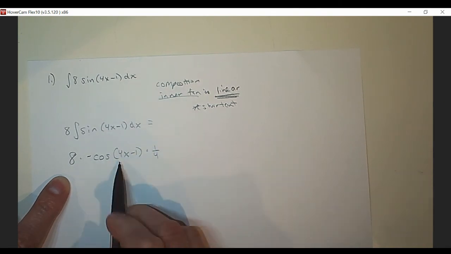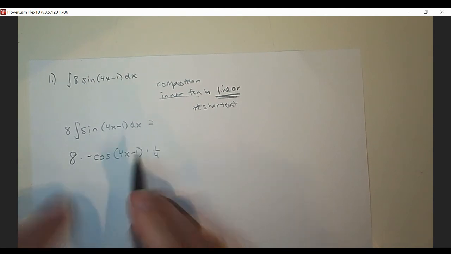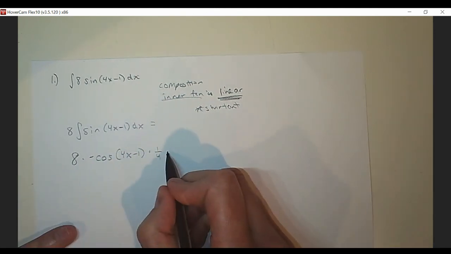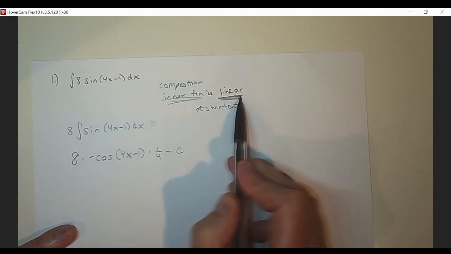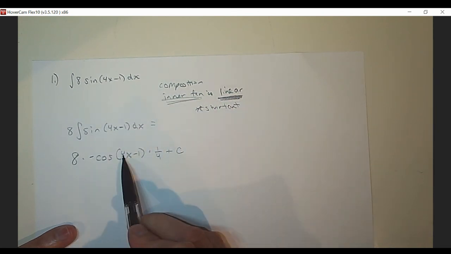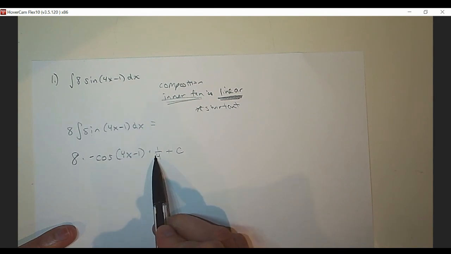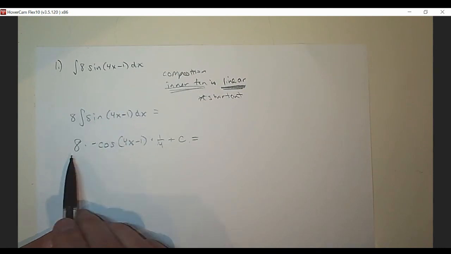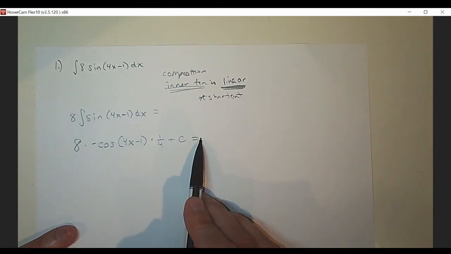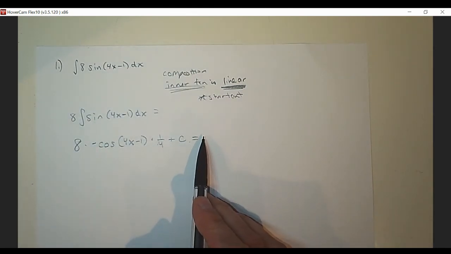What we're really doing there is dividing by the derivative of this because we're undoing the chain rule. But the way I like to think of it is multiply. If you have an inner function that's linear, multiply by the reciprocal of the coefficient of x. Don't forget your plus c. If you're doing a free response on the AP exam, you can leave it just like this. But we can go ahead and simplify that.